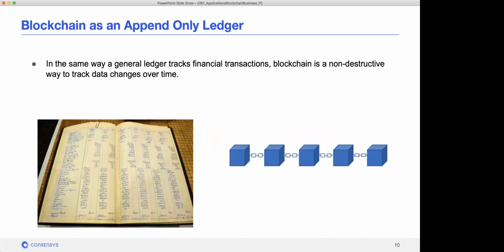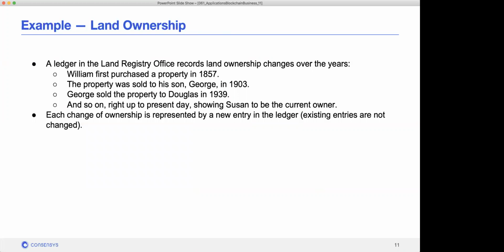And so you can think of blockchain as an append-only ledger. So you essentially want to add information in a non-destructive way to track changes over time. And so you could imagine you might have a land registry, so a ledger of who owns a piece of land. And you might have one entry on when it was first bought, and then maybe they sell the property, and then that person sells the property, and then maybe right at the bottom, you've got the current owner. So you're not deleting the old information, you're just adding new entries into that ledger, into that book.